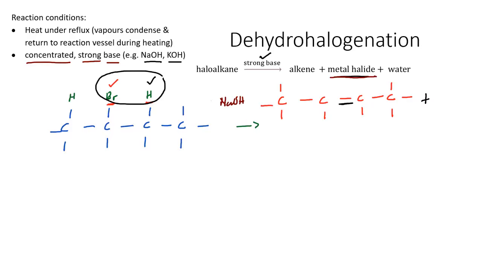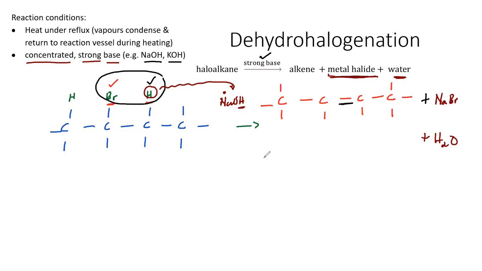Metal halide, right? The Br has been removed, and the Br will react with Na to form NaBr. That's the metal halide. And then water, how come? There is an H that has been removed. That H goes to react with OH from the strong concentrated base and is going to form water as well. So you need to understand this particular reaction.